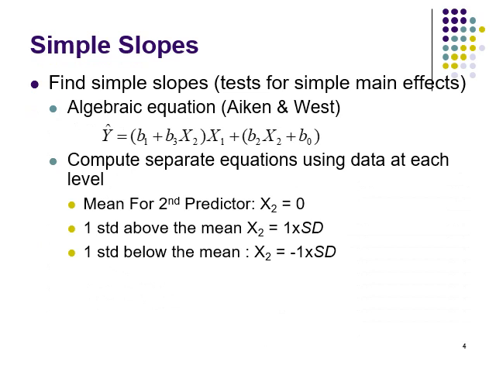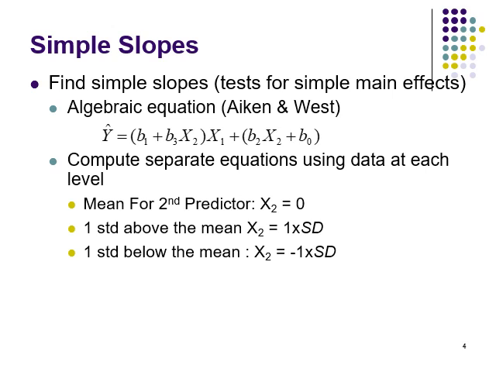So if we actually have interactions, we need to do simple slope tests. Tests for simple main effects is another way to think about this. And the algebraic equation from Aiken and West is basically the b weight of 1 plus the b weight of 3 times x2, multiplied by x1, plus the b weight of 2 times the score on x2, plus the b of the actual intercept. I'm going to walk through what that equation means and how to do it a lot easier on the next slide.